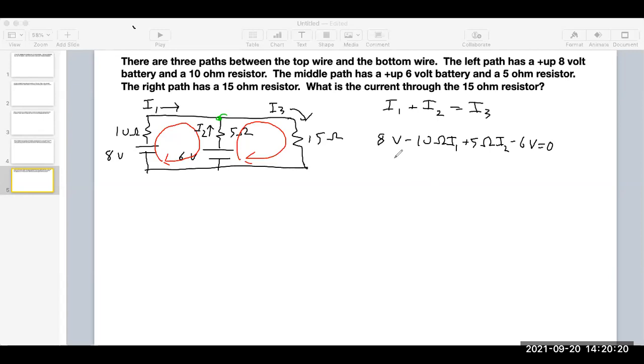And for my right loop, starting at that battery, I'm going forwards through everything. 6 volts minus 5 ohms I2 minus 15 ohms I3 equals 0.